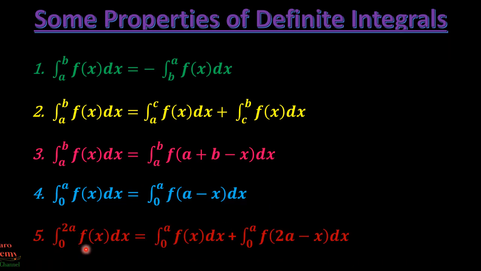And the fifth property here is integration from 0 to 2a f(x) dx equals integration from 0 to a f(x) dx plus integration from 0 to a f(2a minus x) dx. So here we slightly modify the upper limit. It can be done like this. Both the left hand side and right hand side will give the same result if integrated separately.